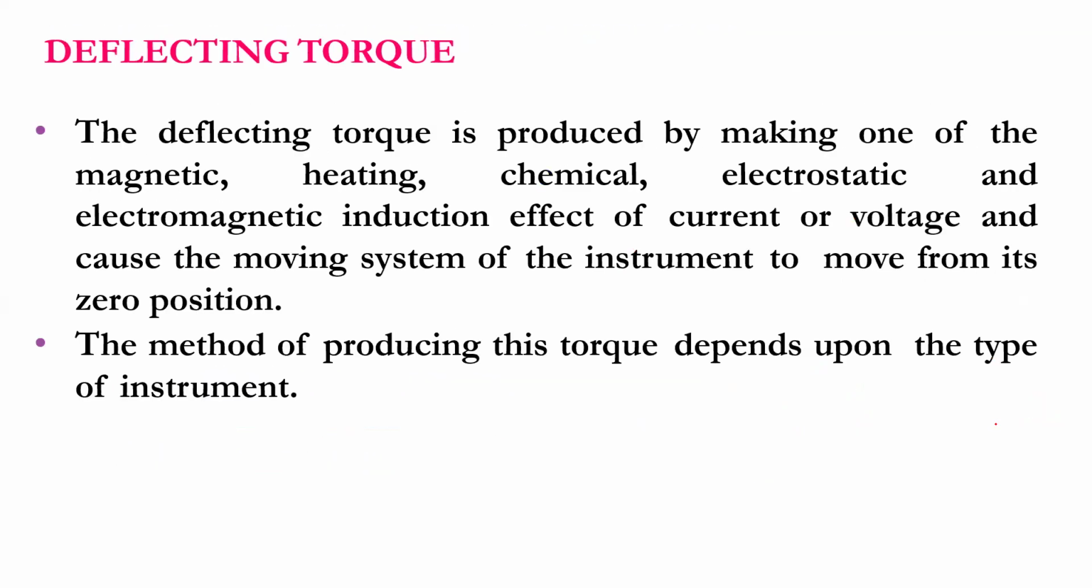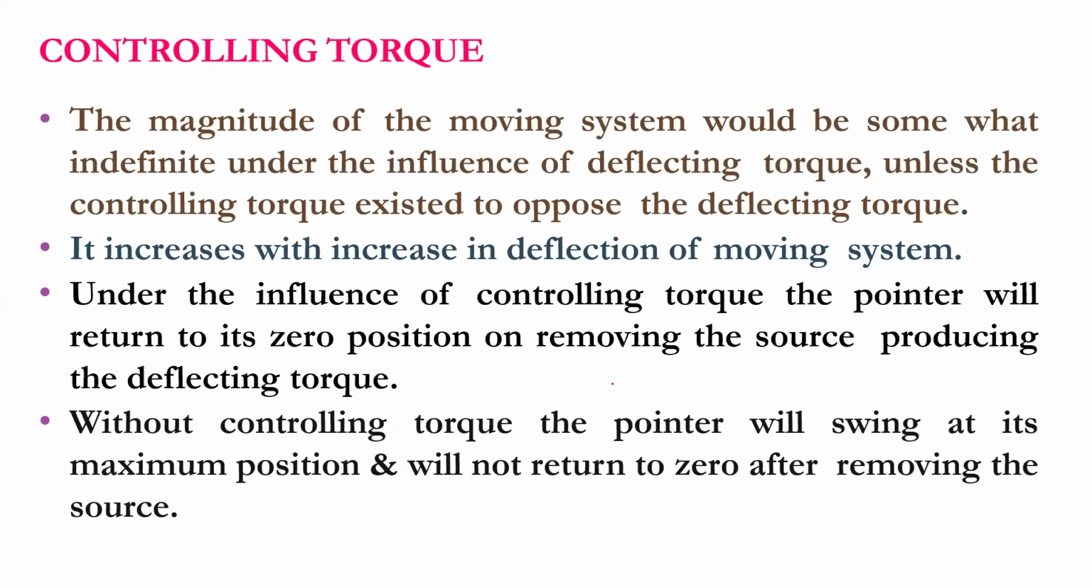Deflecting torque is produced with the help of magnetic effect, heating effect, chemical effect, different principles. In our syllabus, we have PMMC instruments, in which we use the motor principle in order to deflect the pointer. Controlling torque is provided with the help of springs or with gravity control. Two types of controlling torque can be produced.